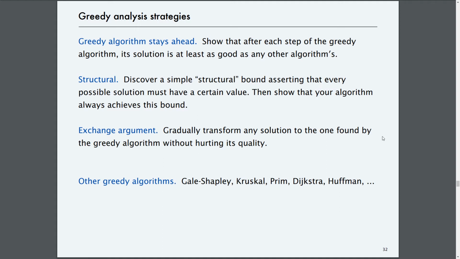Some notable greedy algorithms are Gale-Shapley, which is the stable marriage problem, if I remember correctly. We have Kruskal and Prim, which solve minimum spanning tree. Dijkstra, the shortest path problem. Then we have Huffman coding, and many, many more.